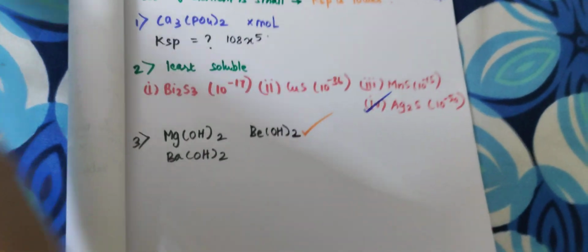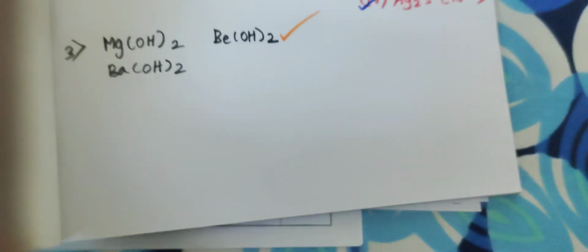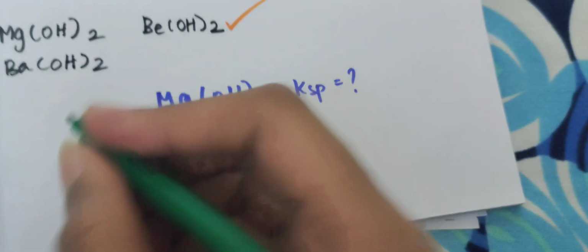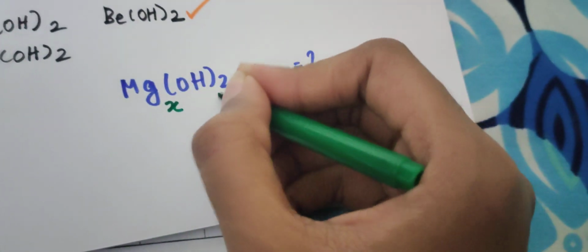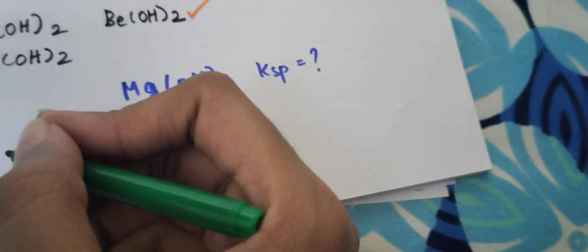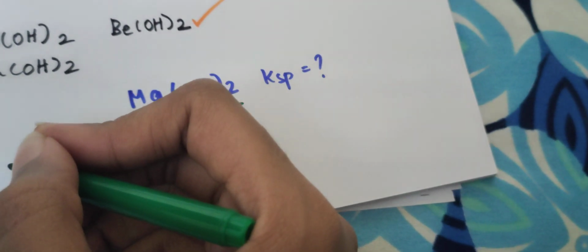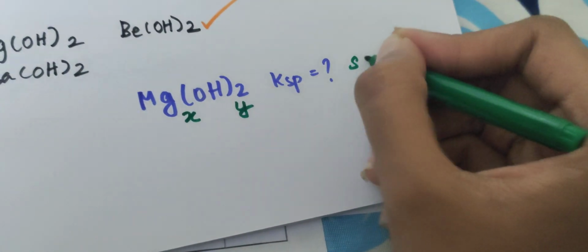Okay, so this is the last example we are going to discuss right now. I have given you a compound which is Mg(OH)2. We are going to find the KSP, I mean the solubility product value for this. So we know that this is X and this is Y, right? And we also know one more thing. They have given you that the S value is X.